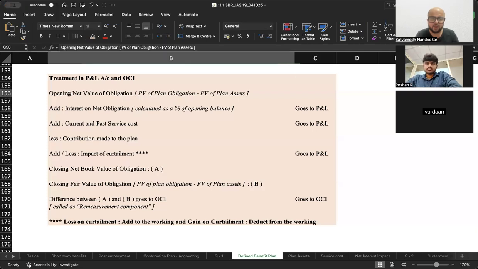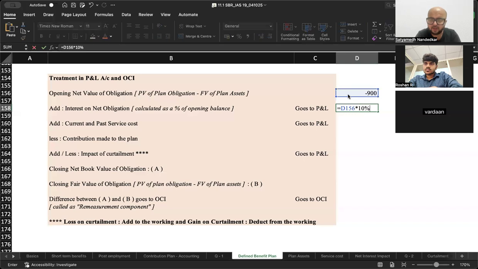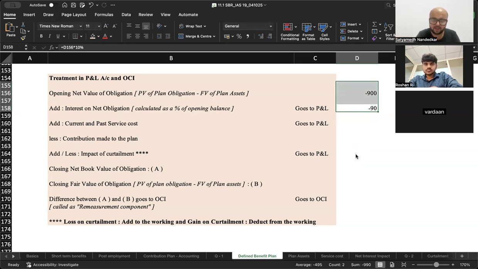Okay. You start off with opening net value of obligation. How do you get that? PV of obligation minus fair value of plan assets. To that, you add interest on net obligation calculated as a percentage of the opening balance. So remember one thing. If it is an obligation, show it with a positive sign. If it is net assets, let it appear with a negative sign. Now, if it is, for example, minus 900, then interest on this will be this into 10%. Because this is net asset, this minus 90 is your finance income. Credit that to P&L. ठीक है.